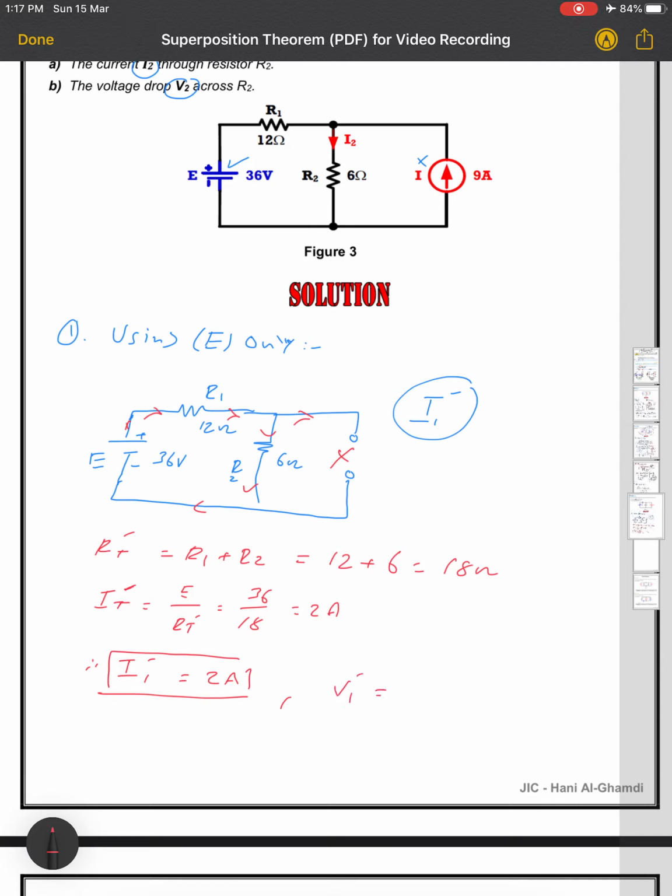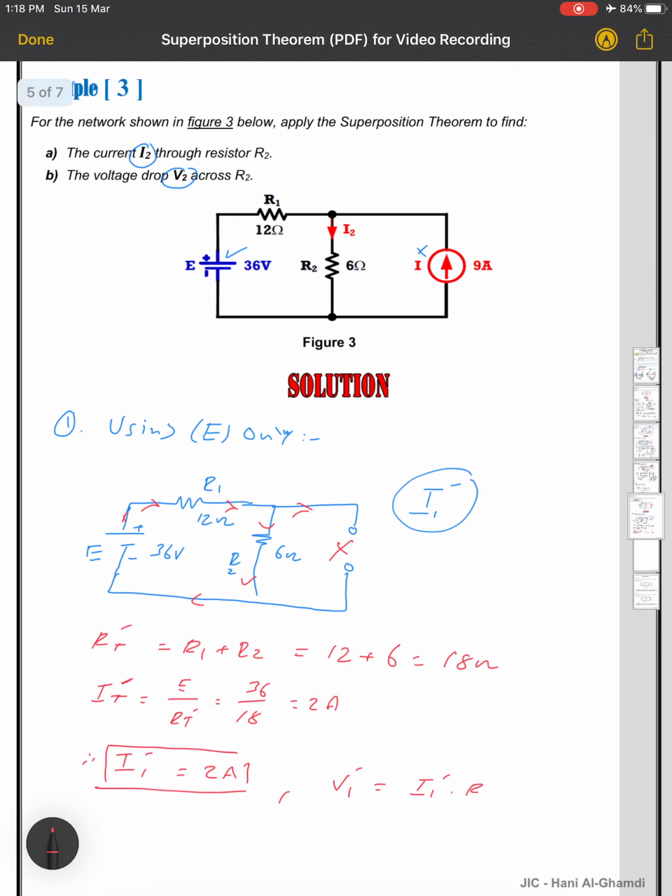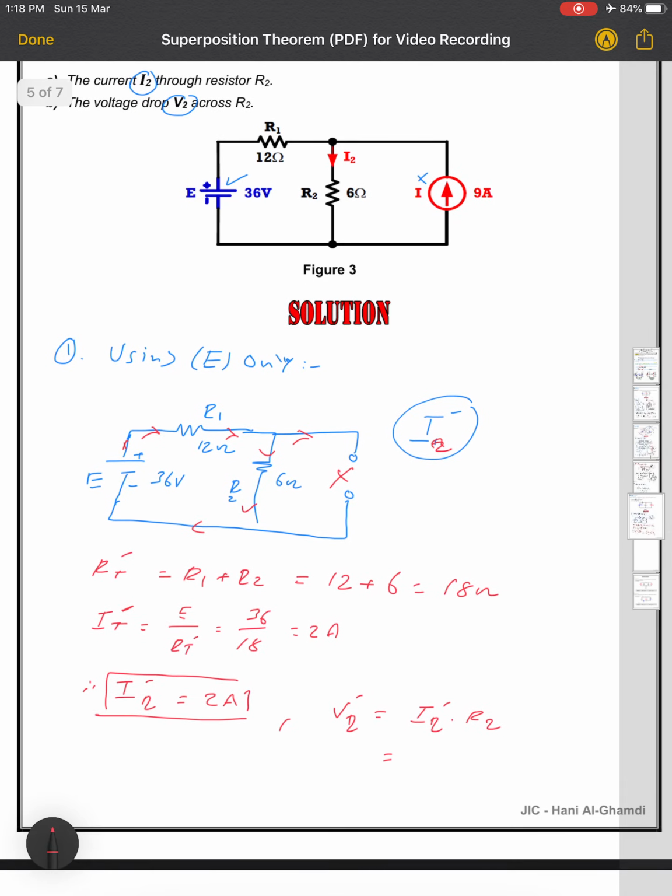How to find V2? Again, V2 prime will be I2 prime multiplied by R2. So let me change this one to 2 here, and this is 2. So let me find now V2. It will be I2 prime multiplied by R2, which is 2, because the current will be the same, so nothing changed. So 2 multiplied by R2, which is 6. So the answer is what? It is 12 volts. So this is V2 prime.